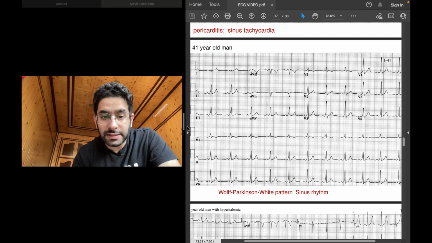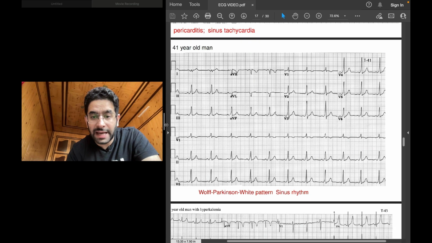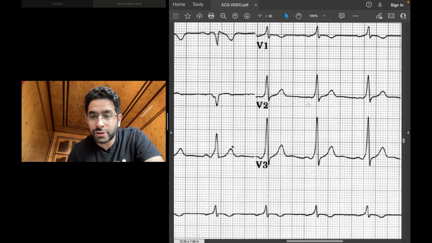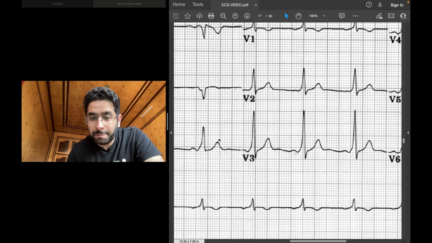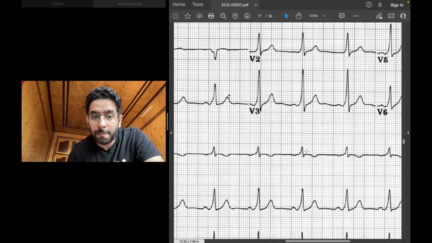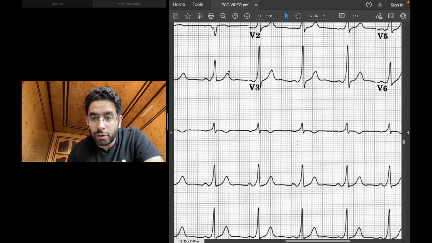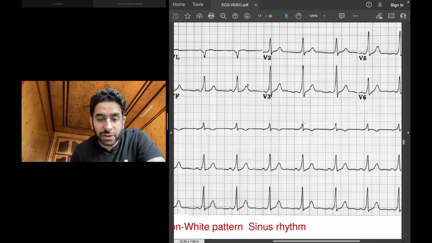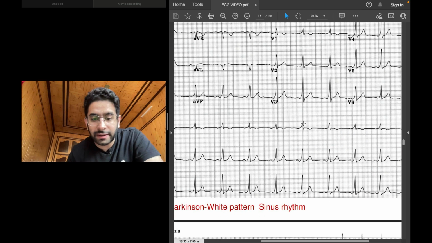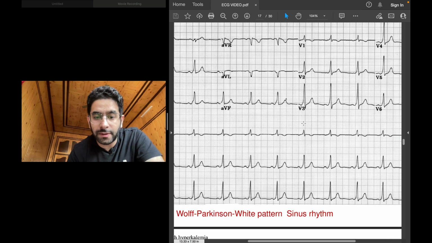Now, here in this ECG, I want you to focus on the PR interval, and on the initial part of the QRS complex. Here, the PR interval is shortened, and there is slurring in the initial part of the QRS complex. This is what is known as Wolff-Parkinson-White pattern, WPW pattern. And if this patient comes with symptoms, say of syncope or palpitations, then this pattern is known as WPW syndrome.